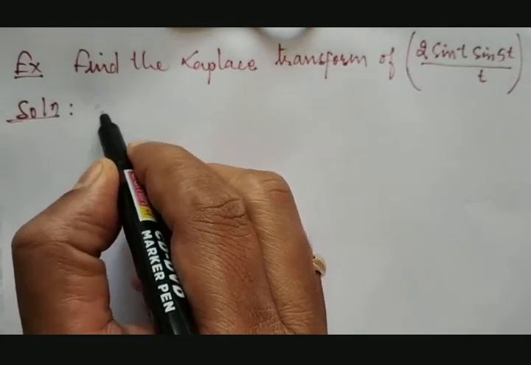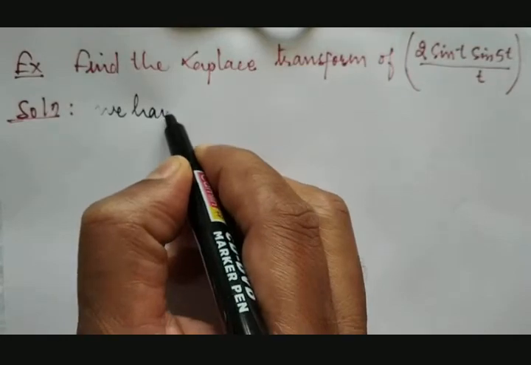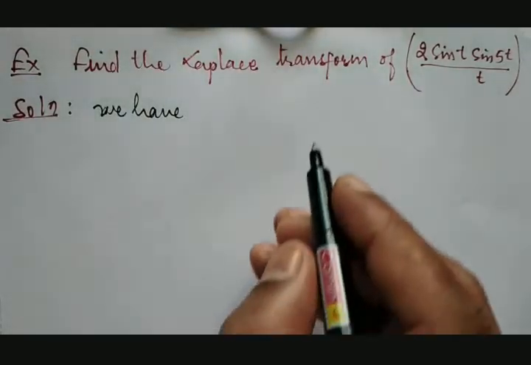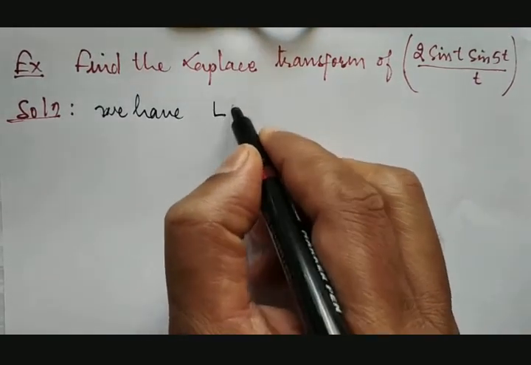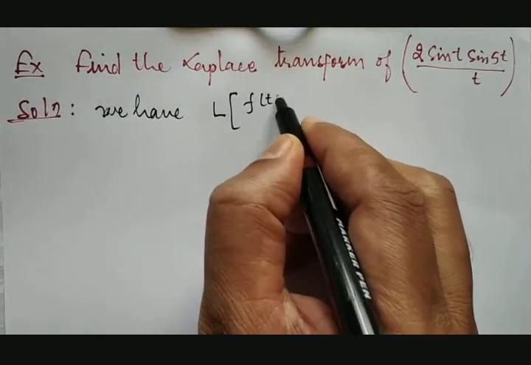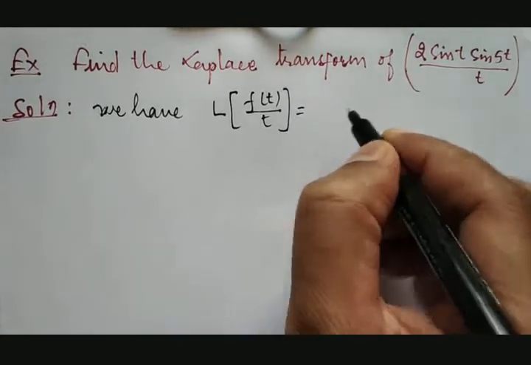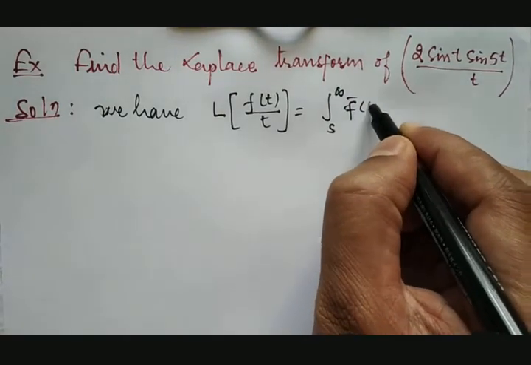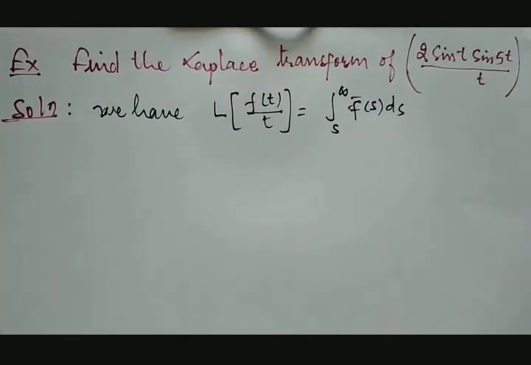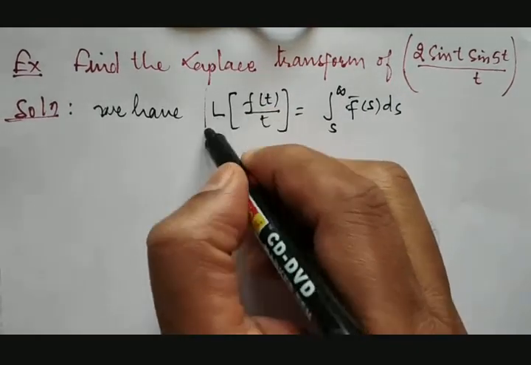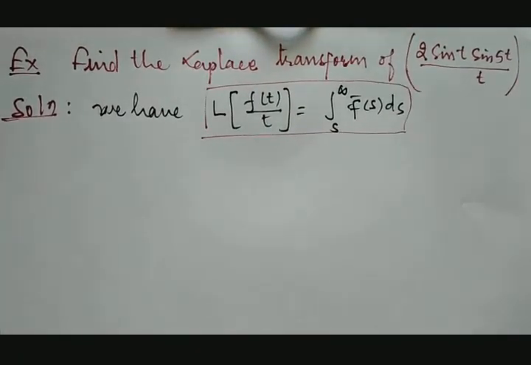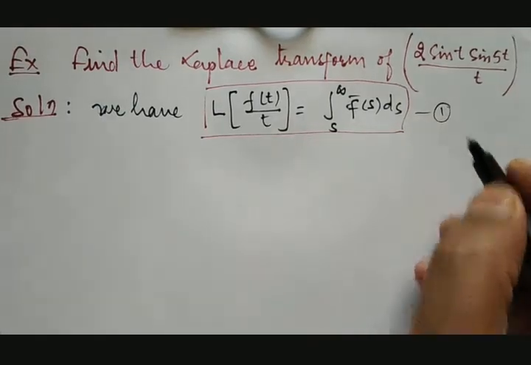Okay, very first we start with the known thing. The core of this example is going to be resolved by the division method, that is, the Laplace transformation of f of t divided by t is equal to the integration between s to infinity of f bar of s with respect to s. This is the property which is going to be used to obtain the result. I'll be calling this property equation number 1.